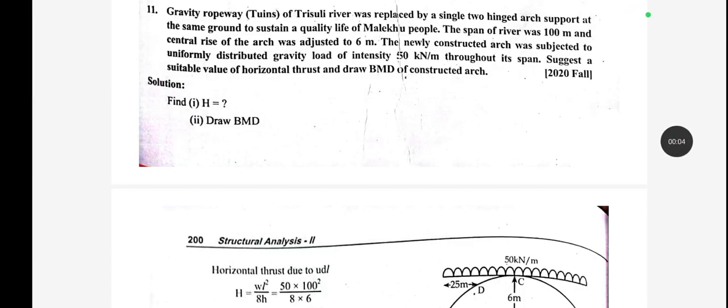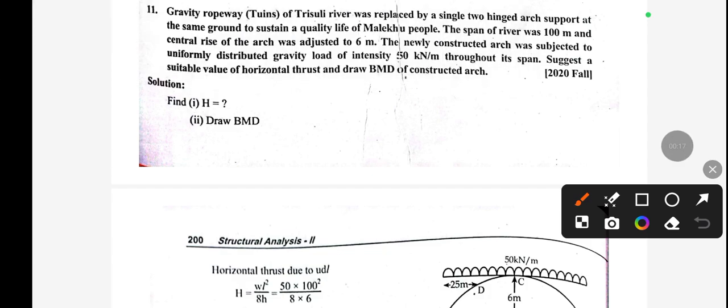We have one most important question, and this question was asked in 2020 fall. This is taken from the final university examination, and such type of question is repeatedly asked in our examination. So this will be very important. Okay, so let's solve this question.